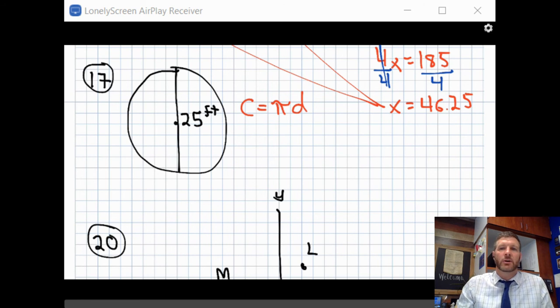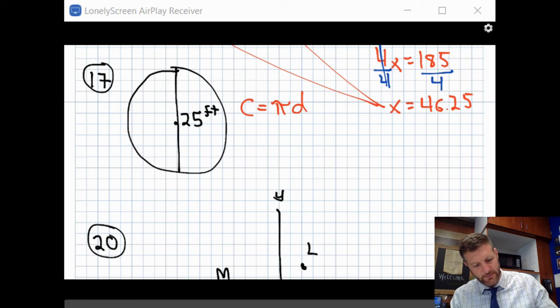Pi times the diameter. A couple of you on the quiz doubled the diameter because you were thinking of it as the radius. But just remember, for circumference, d is diameter. If you have the radius, double it to make it the diameter, and then multiply by pi. All right, so C equals pi times d. I can see that this 25 goes all the way across the circle, so that is my diameter. So C is equal to 25 times pi.